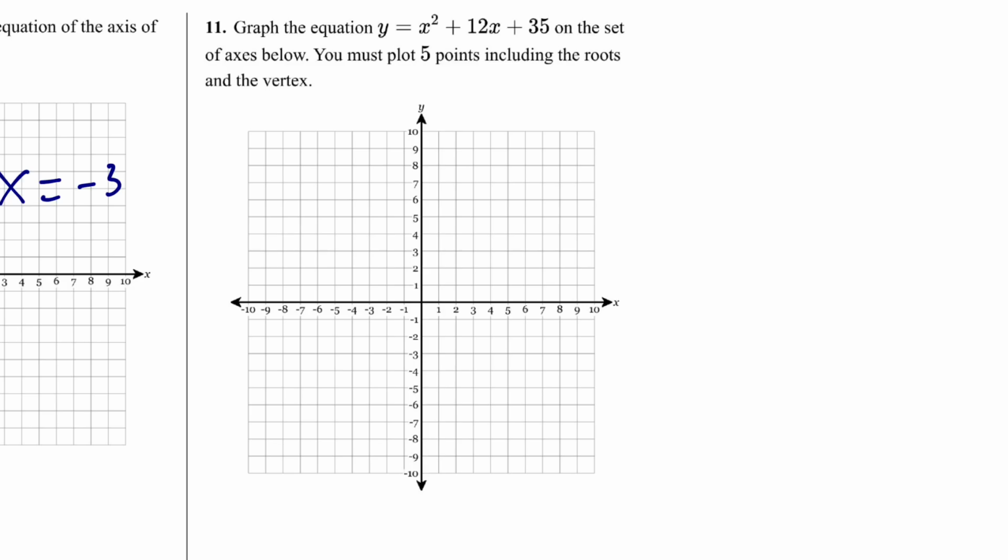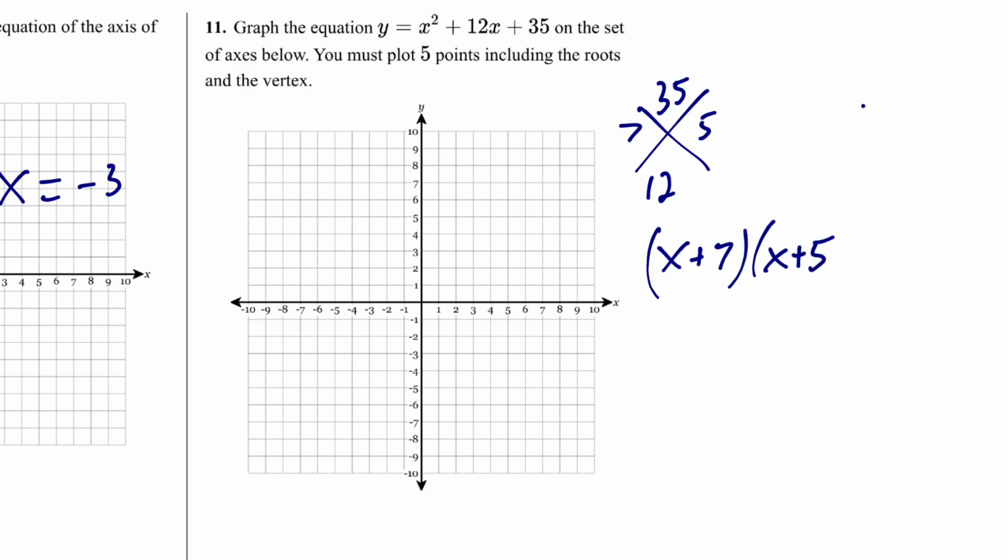A couple different ways to graph this. Probably going to use a calculator. Since I don't really have one, let's think about it like this. 35 and 12. That'll give me 7 and 5. So if I think about x plus 7 and x plus 5, my two zeros will be there and there.